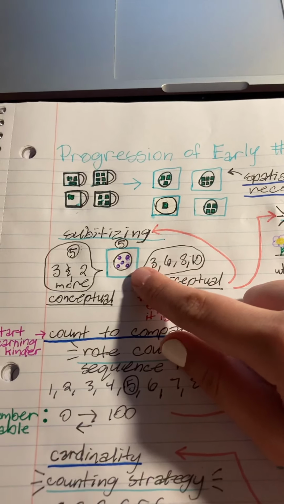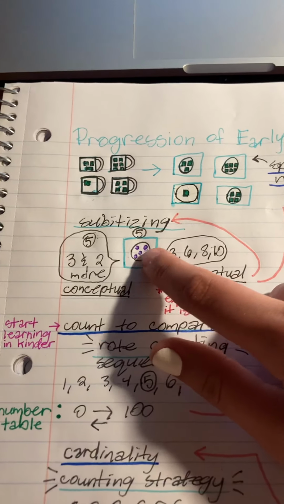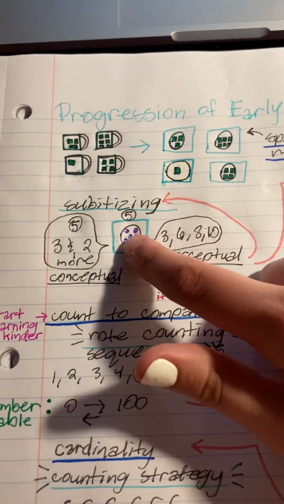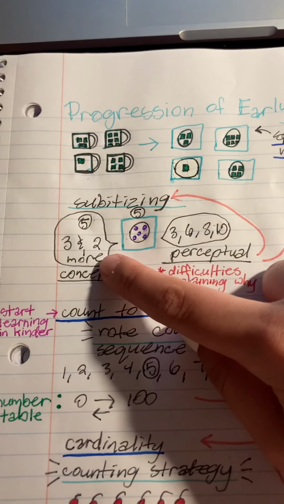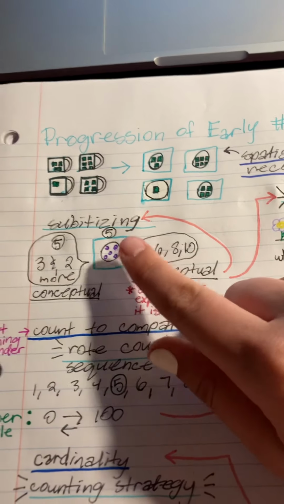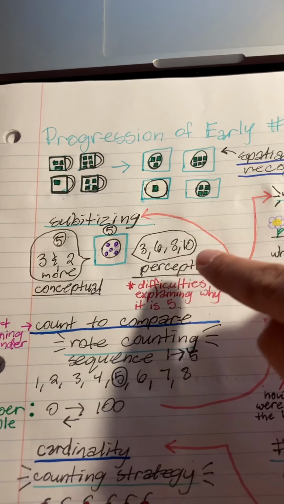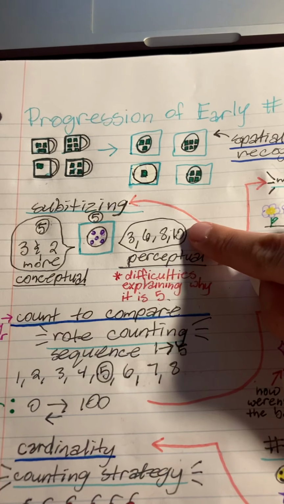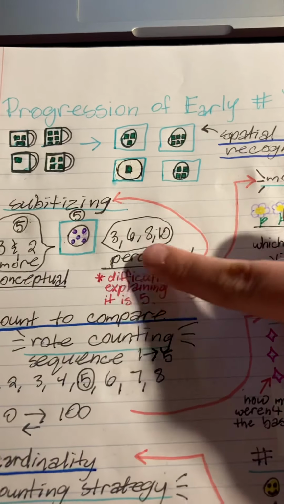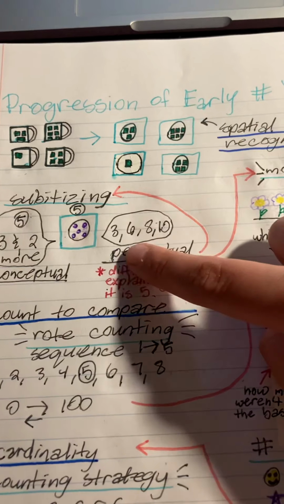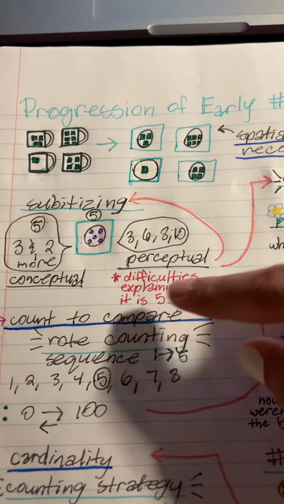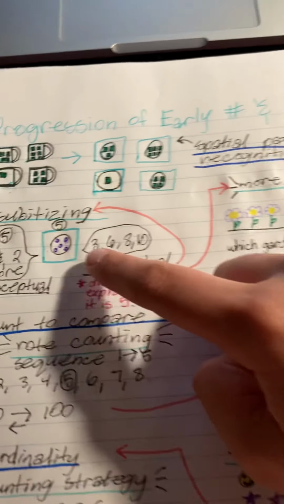So from this example, there's 5 dots, and what they can gather is that there's 3 dots and there's 2 more, which is conceptual. And then what kids can also do as well, they can just guess different numbers or say random numbers without really explaining why there is 5. For example, if they say 3, 6, 8, and 10, but they don't know exactly how they got 5.